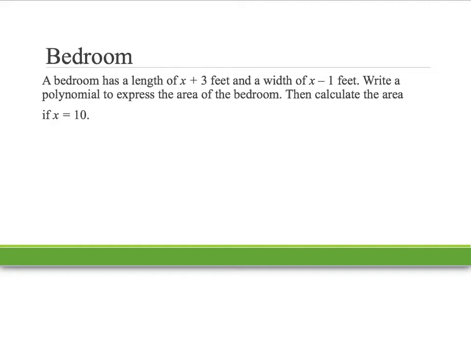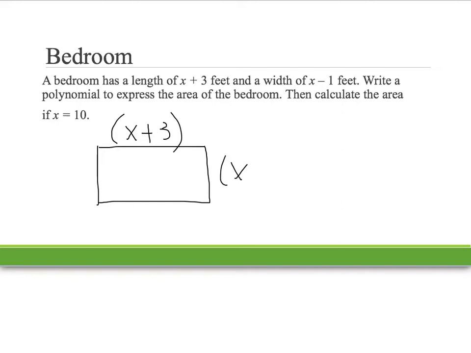If a bedroom has a length of x plus 3 feet and a width of x minus 1 feet, let's go ahead and draw our bedroom. We know that the length is x plus 3 and the width is x minus 1. We want to write a polynomial to express the area of the bedroom. The area is length times width, so the length is x plus 3 and the width is x minus 1.